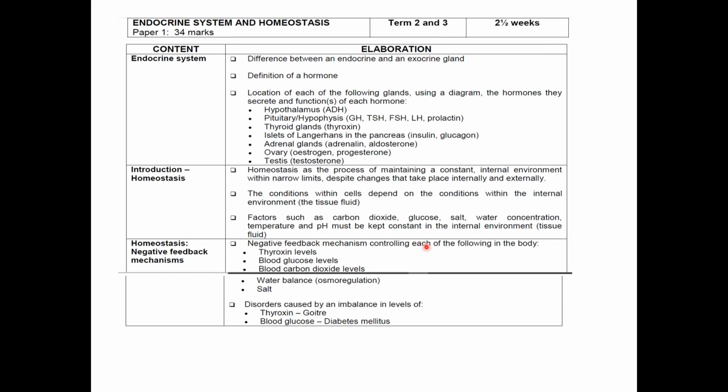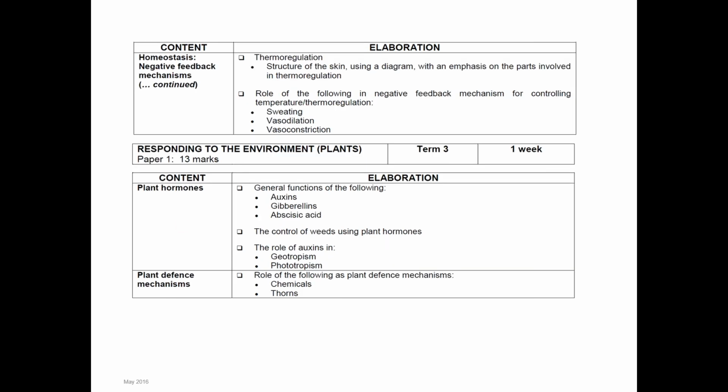Let's look at the negative feedback mechanisms that you must know regarding thyroxine levels, blood glucose levels, blood carbon dioxide levels, water balance, and salt. The disorders you must know: caused by imbalance of levels of thyroxine is goiter, and blood glucose level, diabetes mellitus.